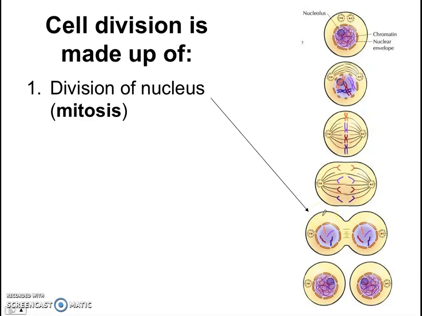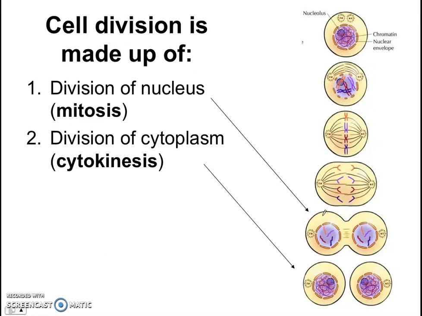And only after dividing the nucleus, then you divide the cytoplasm. So you can see here, the cytoplasm divides, and then you get two daughter cells. And this division of the cytoplasm is known as cytokinesis. So first you divide the nucleus through mitosis, then you divide the cytoplasm through cytokinesis. And together, mitosis and cytokinesis makes up cell division.